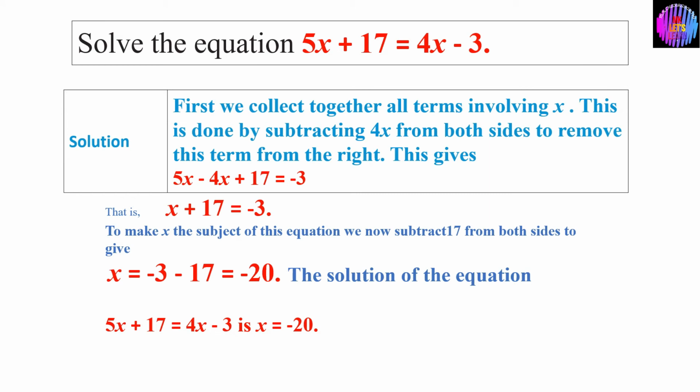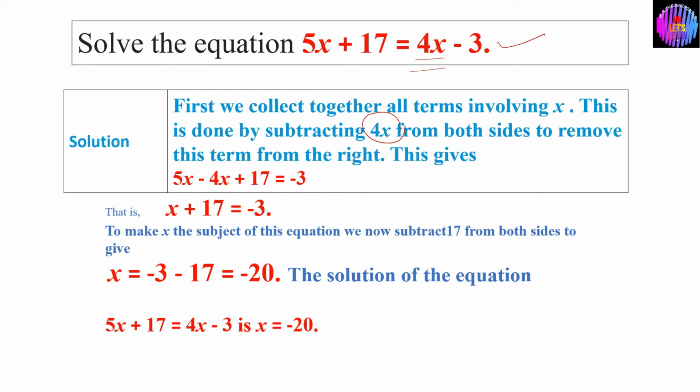So solve the equation here: 5x plus 17 is equal to 4x minus 3. How can we solve this problem? First we collect together all terms involving x. That is done by subtracting 4x from both sides to remove this term from the right.